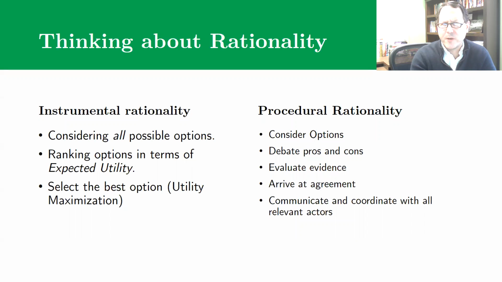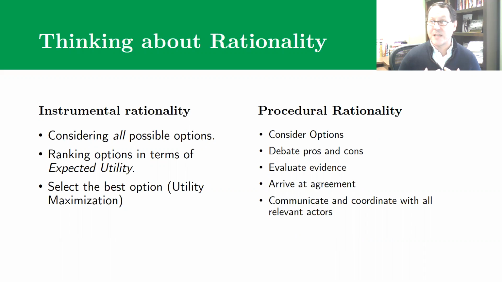So I want to make a differentiation between this idea of instrumental rationality and procedural rationality. And both are used to describe what states do, but they have very different implications for what we expect from states. So when we think about instrumental rationality, this is what economists or game theorists will work with when they say that human beings are rational. They're talking about individuals considering all possible options, ranking those options in terms of expected utility. So expected, what do you think is going to happen? And utility is the value that that option or that outcome would give to you personally.